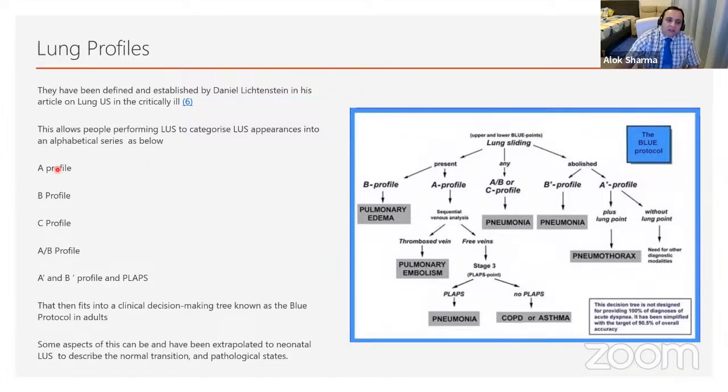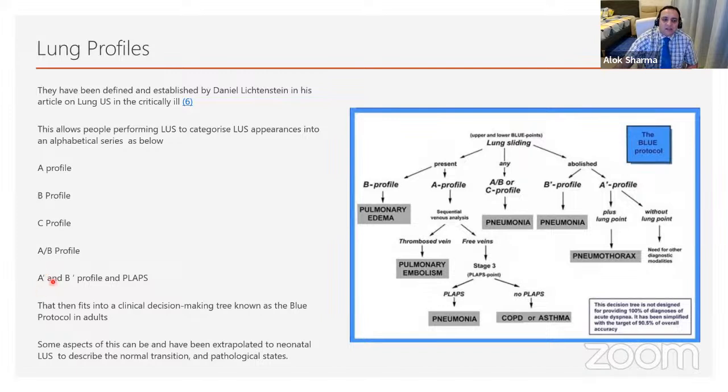In particular, if you have sliding with the A lines that we see with the batwing appearance, we classically call that an A profile. On the other hand, if you have B lines with lung sliding, you'd call it a B profile. If you have consolidation, or mnemonic kind of consolidation, we call it a C profile. I will talk about the AB later, but if there's absent lung sliding, then these are classically what we call A dash and B dash profiles.